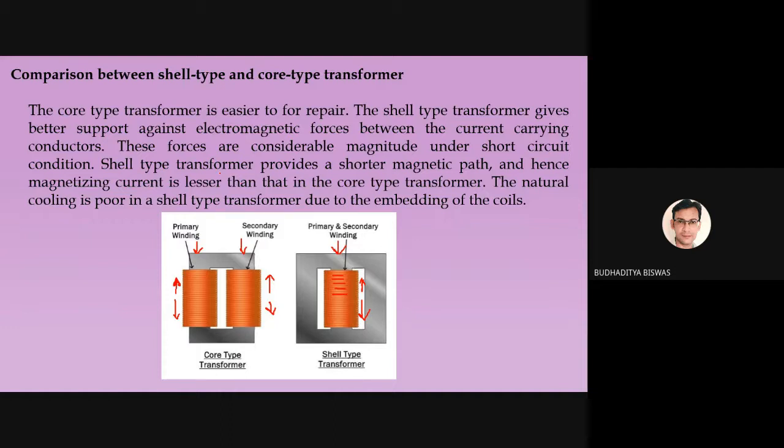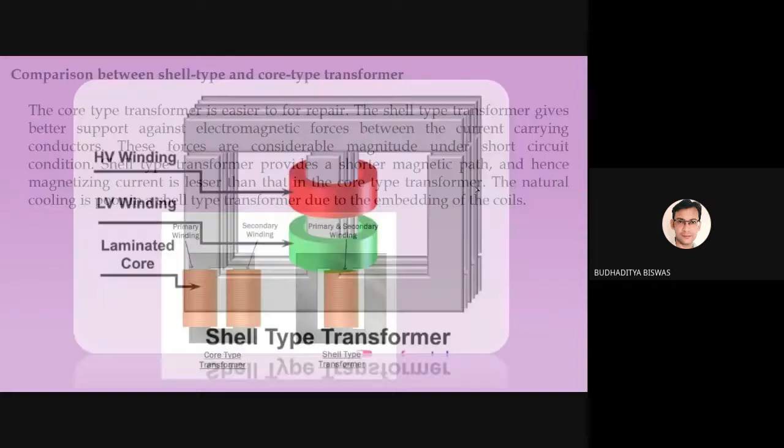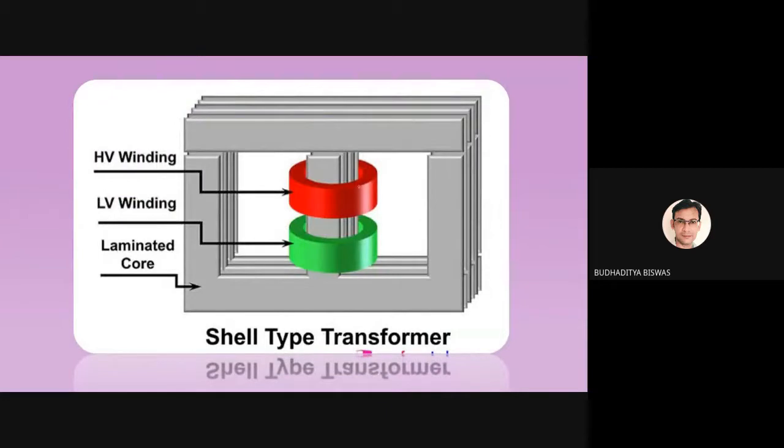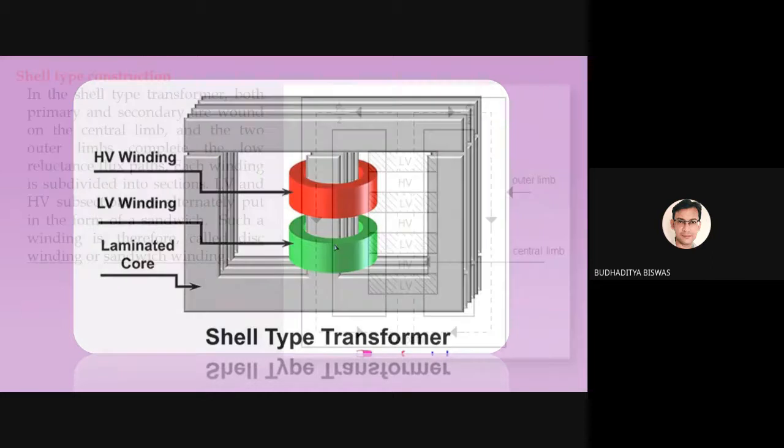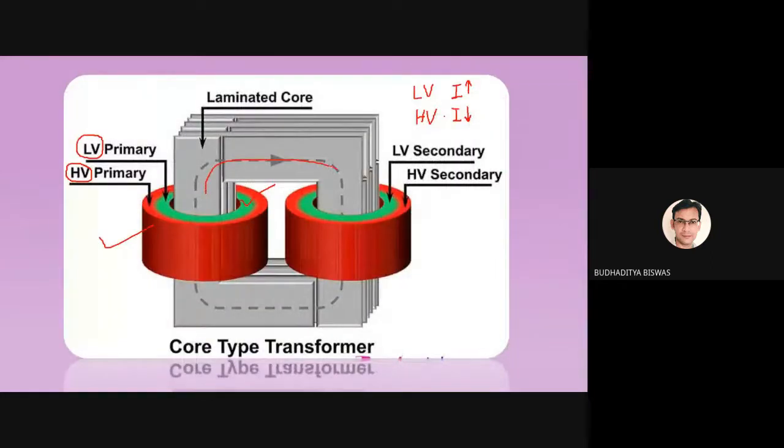Now the shell type transformer also has another advantage. It also provides a shorter magnetic path. Shorter magnetic path means, just look at the previous figure. When this winding is generating the magnetic flux, half of the magnetic flux flows through this path, and half flows through this path. So you see the travel distance of the magnetic flux is reduced compared to this particular winding. Here all the flux needs to flow like this. That means the chances of flux losses are more in the core type transformer compared to the shell type transformer.